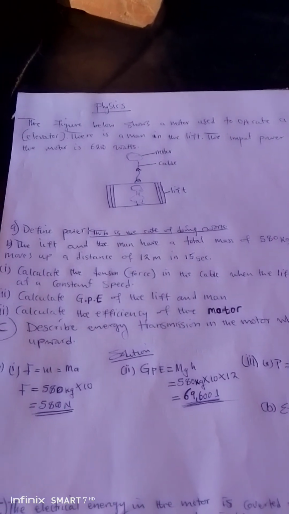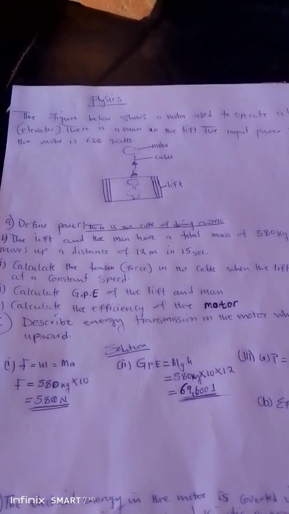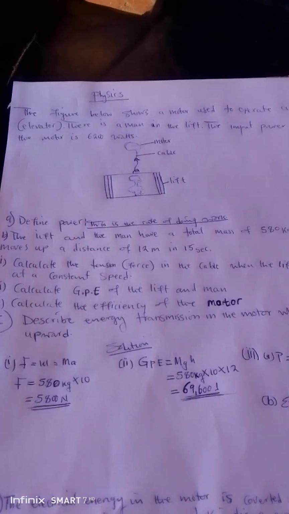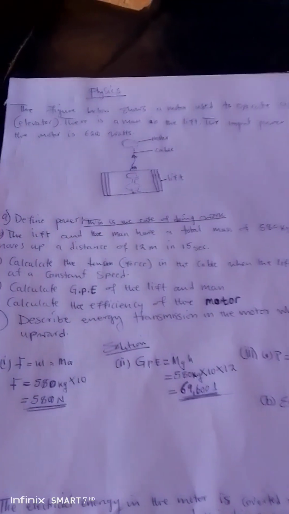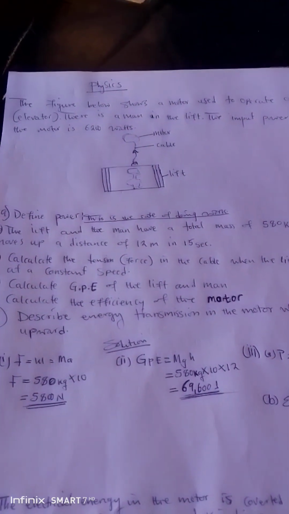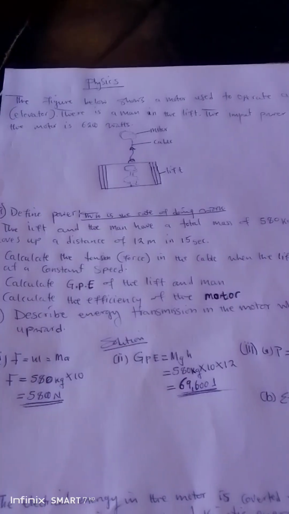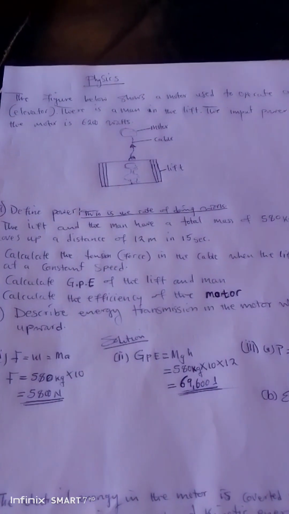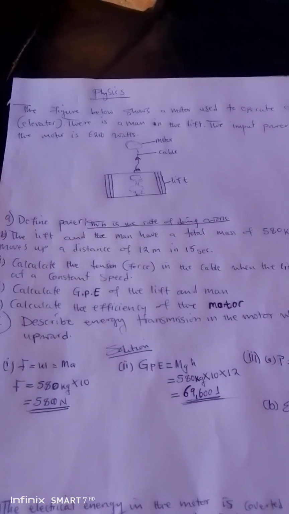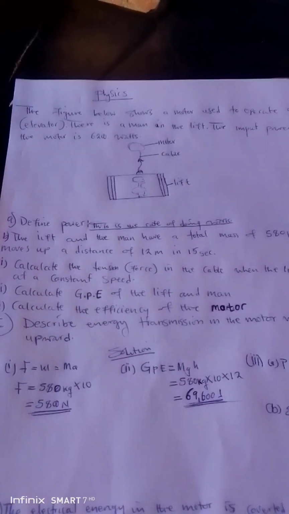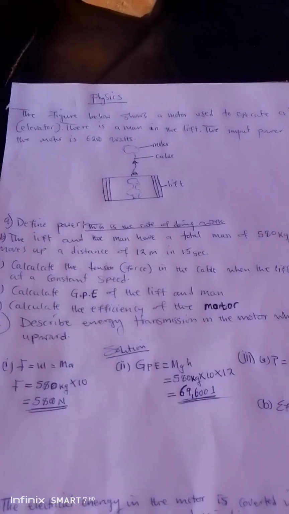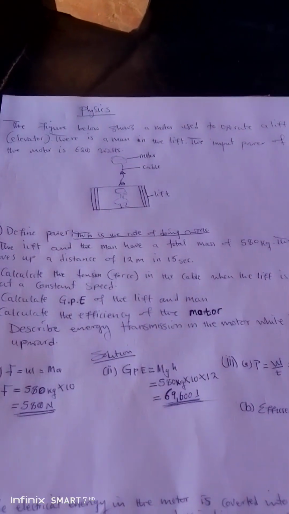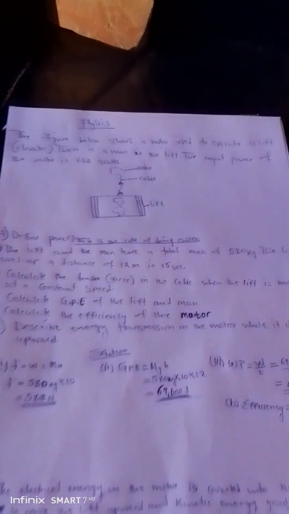The first question says define power, of which power is the rate of doing work. Even if you have got the same height, same mass, but if you are running a race and the one reaches faster than the other, the one that reaches faster has got a greater power than the one that will follow. So question B says the lift and the man have a total mass of 580 kg.